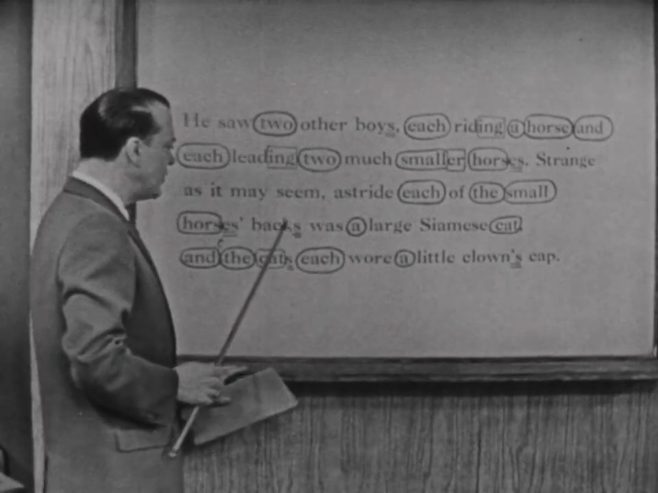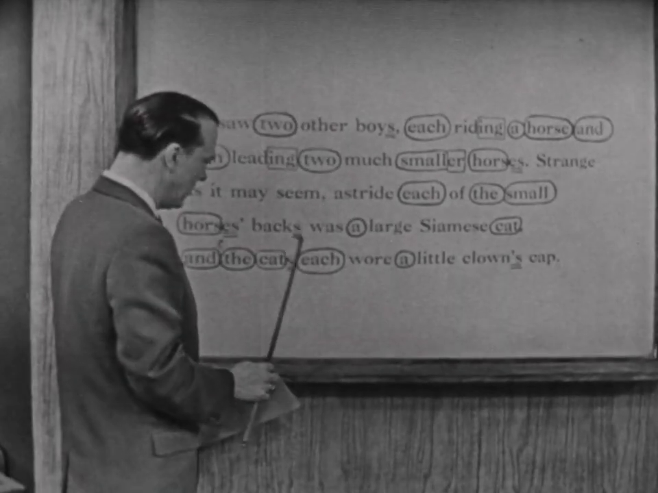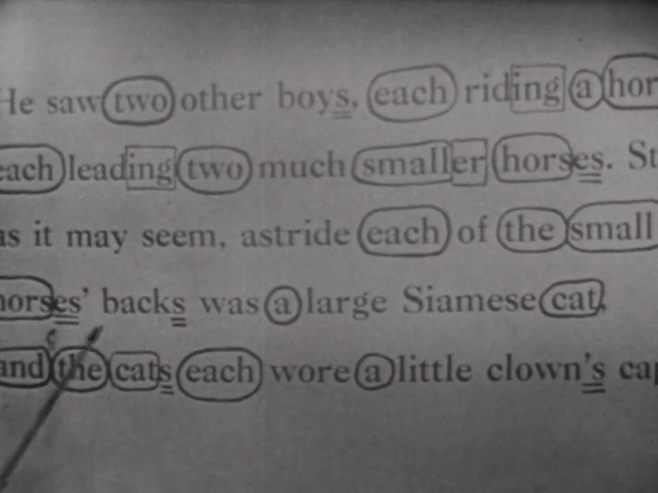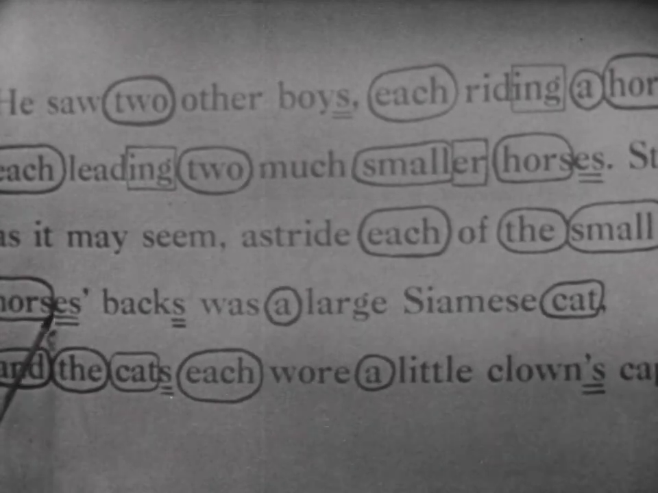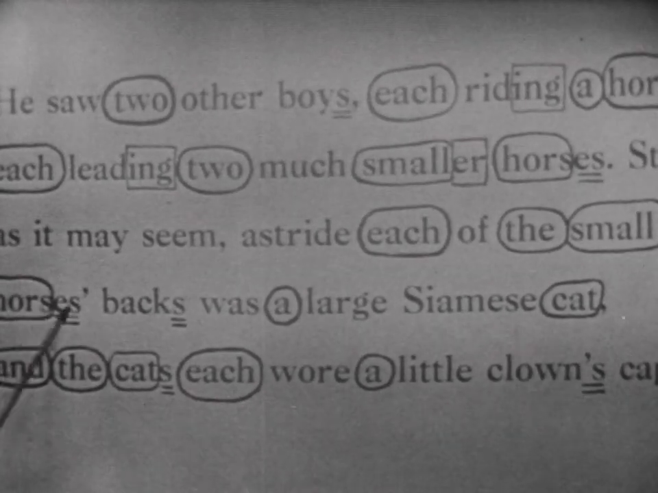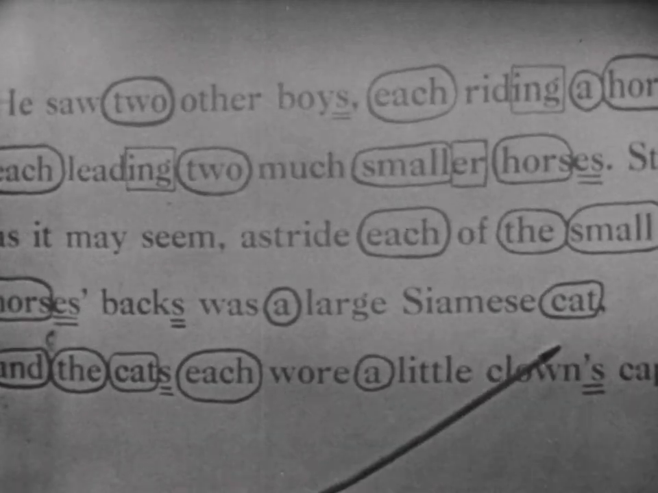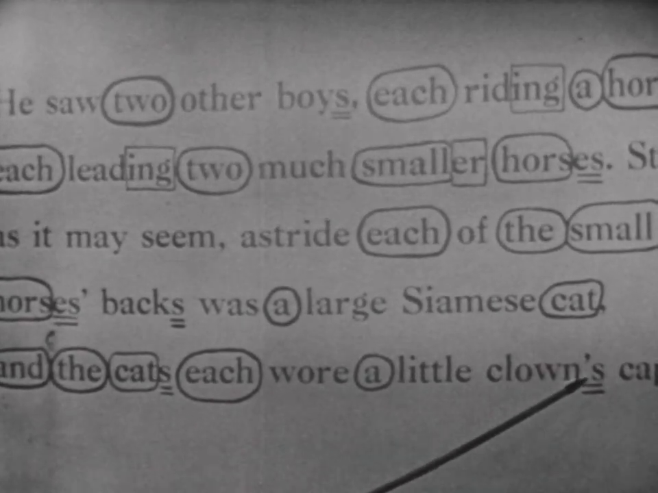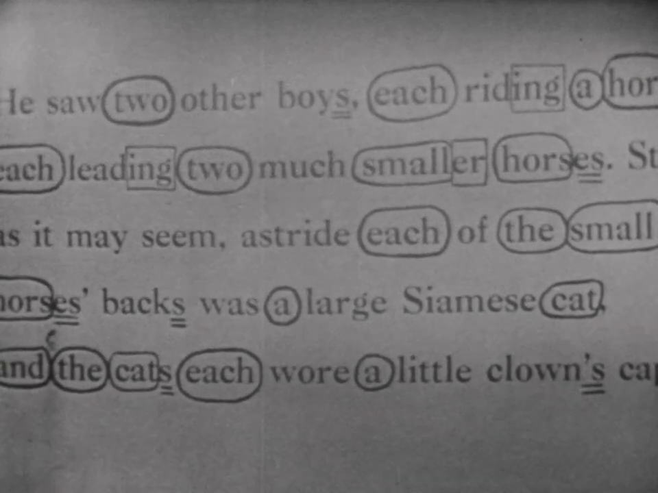And I want particularly for you to notice these little partials right here that have the double underline. The S on the end of backs, the ES apostrophe on the end of horses, the S on the end of cats, the apostrophe S on the end of clown, the ES here on the end of horses.